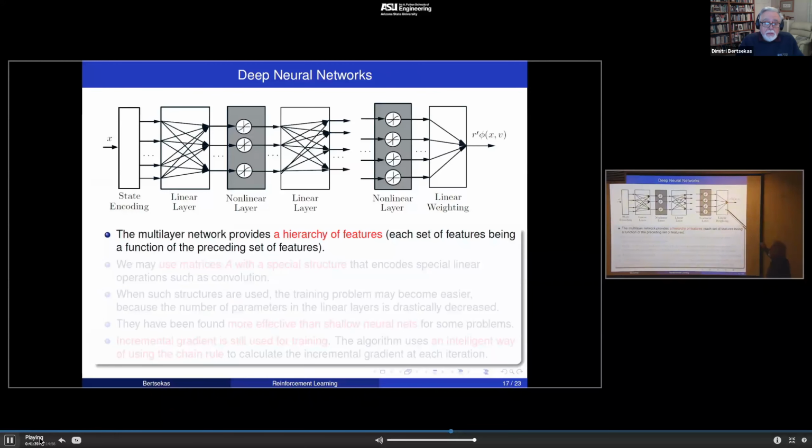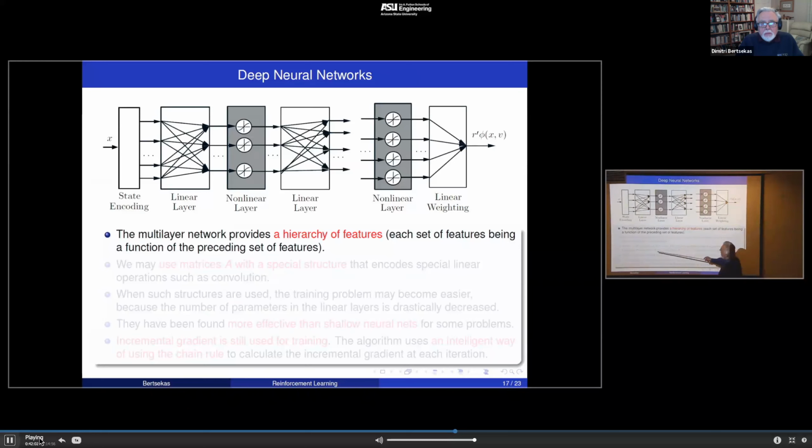Now, in recent years, there's been a lot of discussion about deep neural networks, because deep neural networks have achieved great success in certain domains. For some problems, they have worked very well. And what is a deep neural network? It is just a shallow neural network replicated many times.